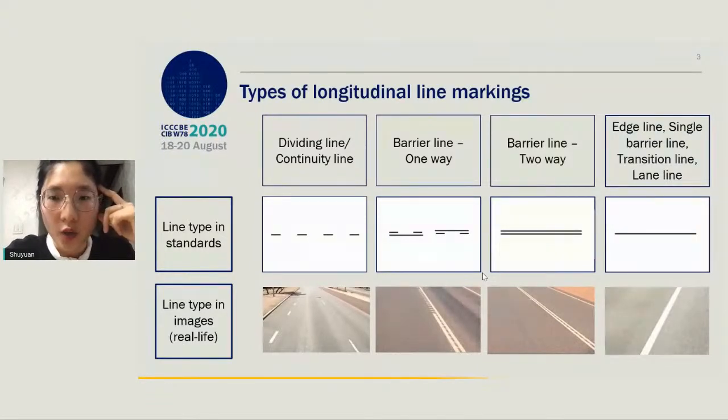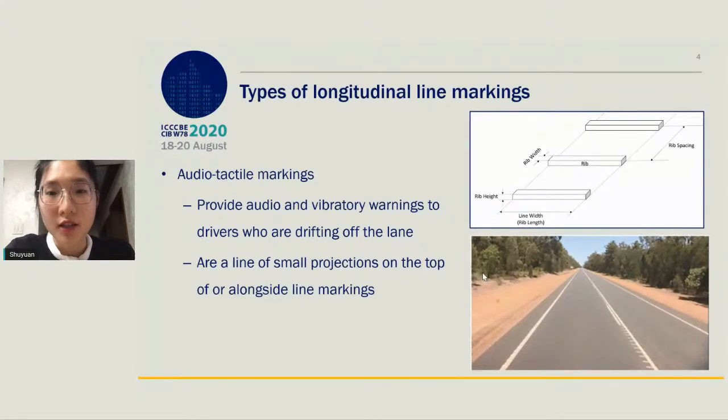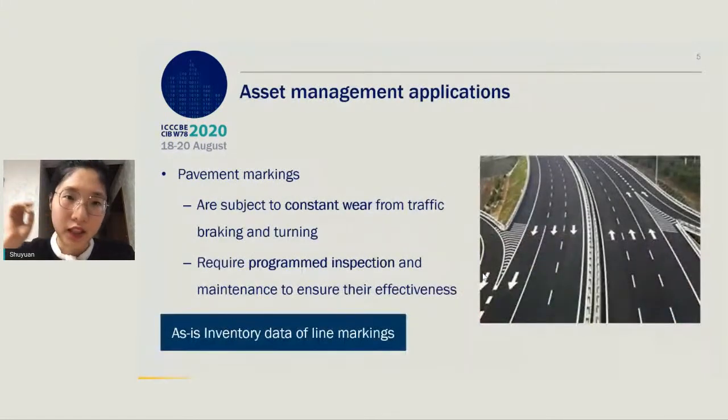And this slide shows a few types of longitudinal line markings. And they are attached with their name, their illustrations in national manuals, and their images in real life. In addition, there are audio tactile markings on top of the ordinary line markings. And they are originally designed to provide audio and vibratory warnings to drivers who are drifting off the lane, so as to prevent collisions and increase traffic safety.